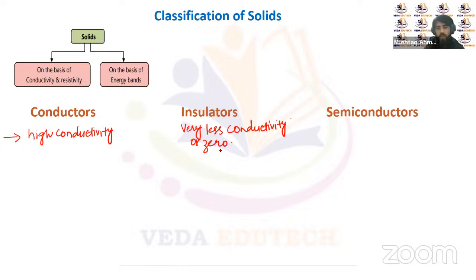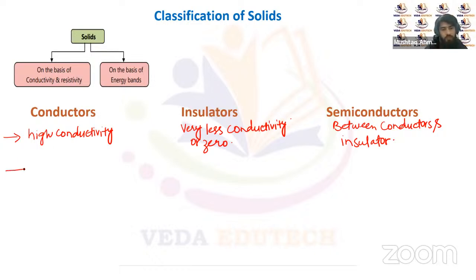Now, talking about the semiconductors, the conductivity of semiconductors lies between that of insulators and conductors, right? That's the conductivity of semiconductors. Or we can say their conductivity is much less than the conductivity of conductors, but higher than the conductivity of insulators. Insulators have zero conductivity. Or we can say semiconductors are materials of intermediate conductivity, right?